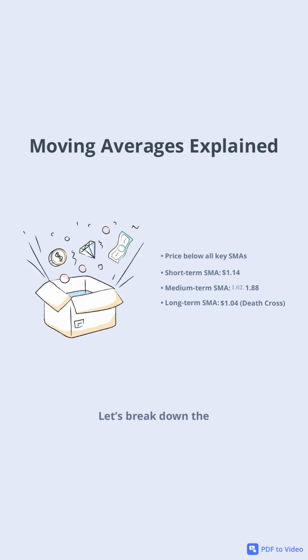Let's break down the key moving averages for DVLT. The price is below the 5-day SMA $1.14, the 20-day SMA $1.62, the 50-day SMA $1.88, and the 200-day SMA $1.04. This alignment of moving averages with shorter-term averages below longer-term ones is a textbook sign of a strong downtrend. For traders, these levels act as dynamic resistance, making it difficult for the stock to stage a meaningful recovery. We'll illustrate how these moving averages interact and why they matter.